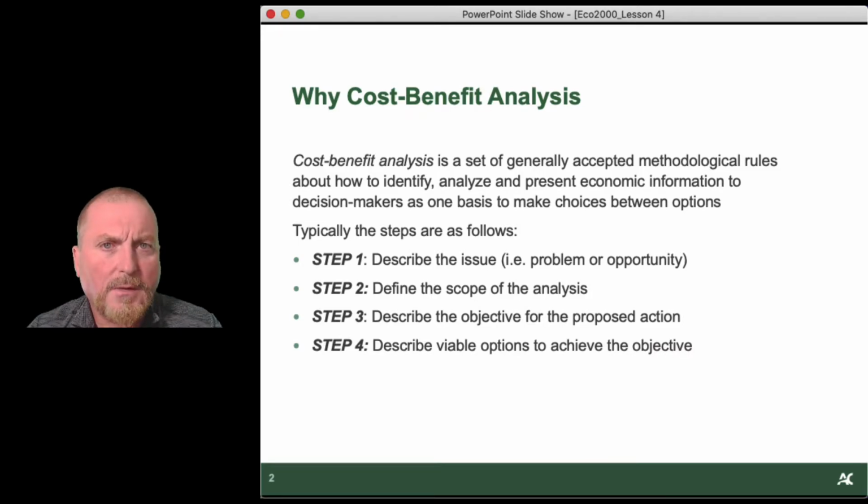So what are the steps? I'm going to go through the basic steps so you can understand the Conservation Fund series of videos in the right context, right? Typically, cost-benefit analysis involves these steps.